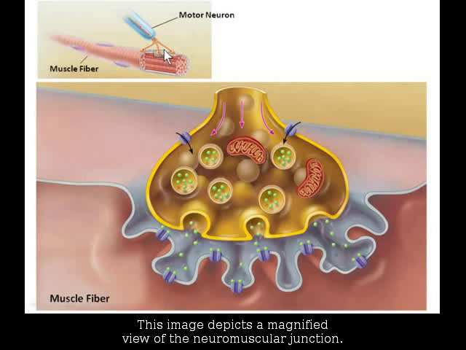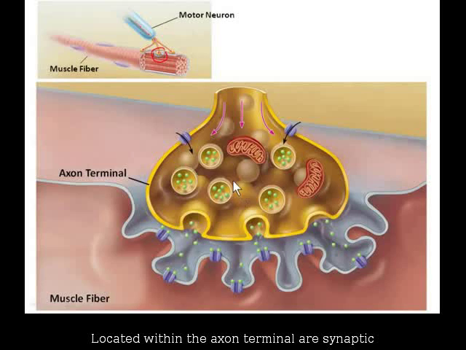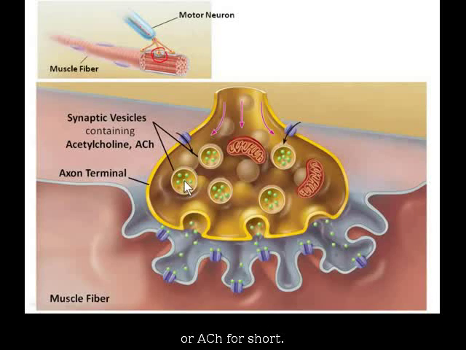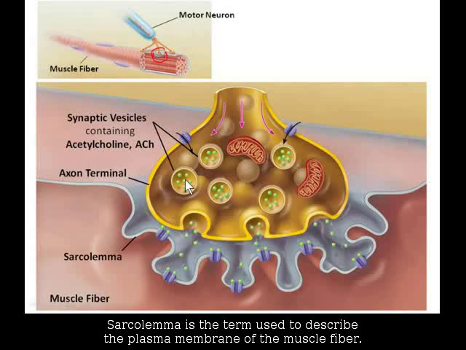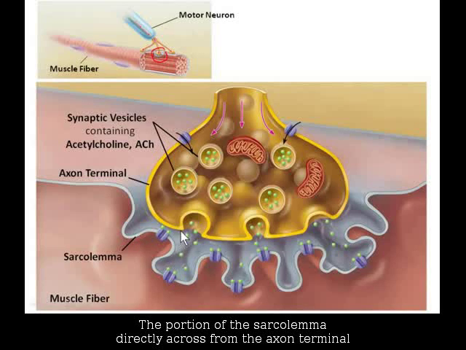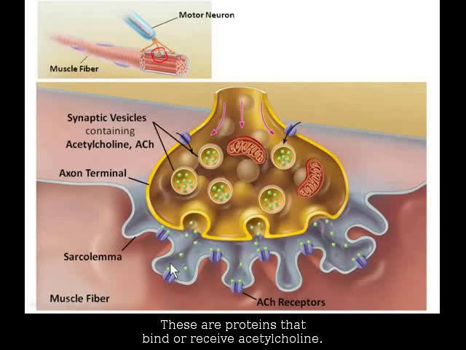This image depicts a magnified view of the neuromuscular junction. The end of the motor neuron, called the axon terminal, is in yellow. Located within the axon terminal are synaptic vesicles containing the neurotransmitter acetylcholine, or ACh for short. The sarcolemma is the term used to describe the plasma membrane of the muscle fiber. The portion of the sarcolemma directly across from the axon terminal contains acetylcholine receptors. These are proteins that bind or receive acetylcholine.